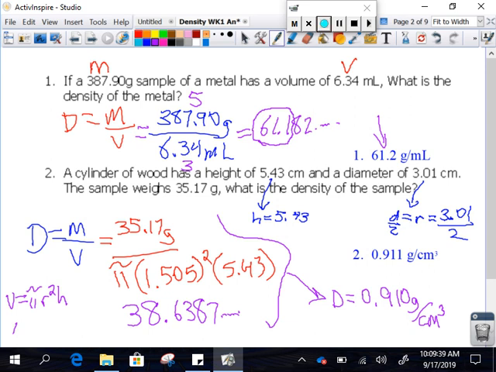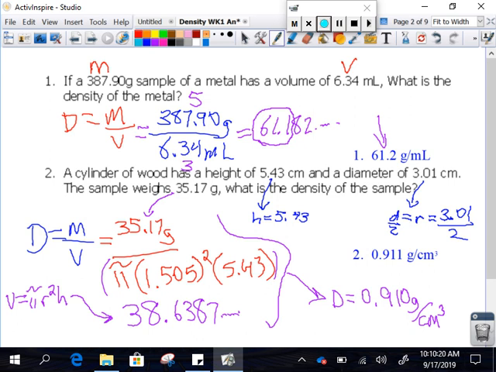Now, you could go ahead and plug those values right into this volume equation, and if you do that, you're going to get 38.63 and so on for the volume. Or you could plug it in where volume is in the density equation. You could do it either way. So it says the sample has a mass of 35.17, so I put that in for mass. And then on the bottom I have the volume. And again, I just used 38.63 and so on.